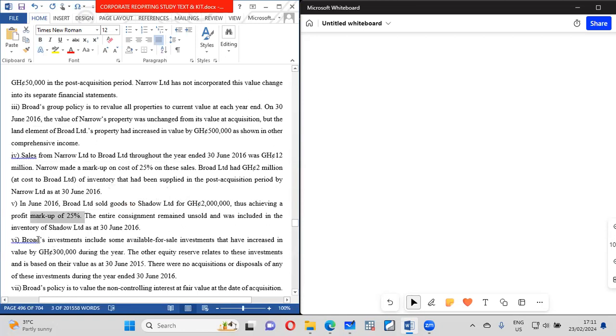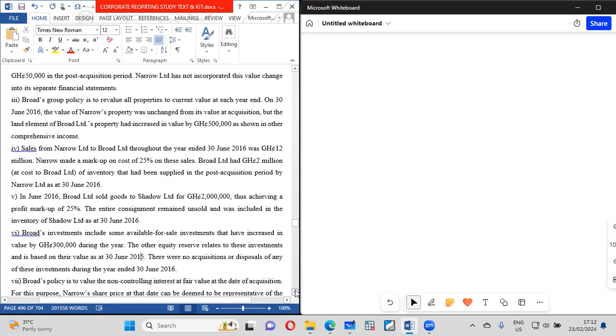It goes on to tell us that Broad's investments include some available for sale investment, which had increased in value by 300,000 during the year. This is the parent, and there's an increase in value. If there's an increase in value, this refers to IFRS 9. And it says that the other equity reserves relate to this investment, so this is another OCI item. There is no acquisition or disposal of investments.